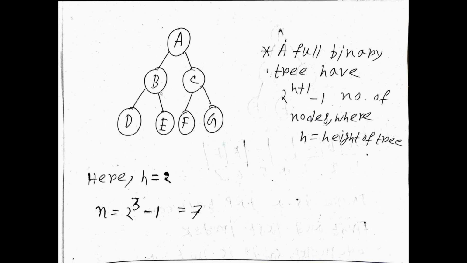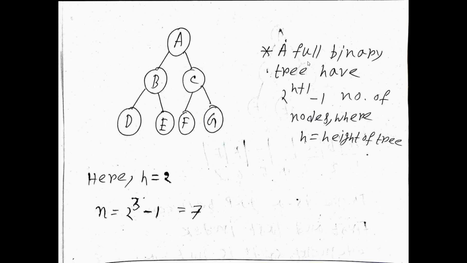First of all, 1, then 2. This A to B, 1, B to D, 2. Then A to C, 1, C to G, 2. So the height is 2. So the height of this tree is 2.